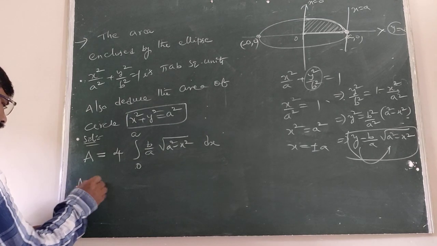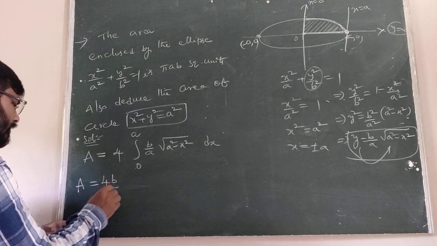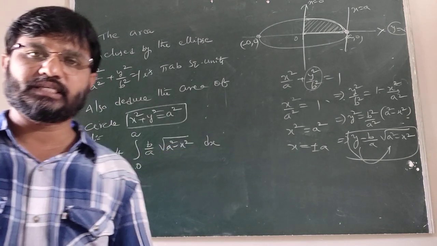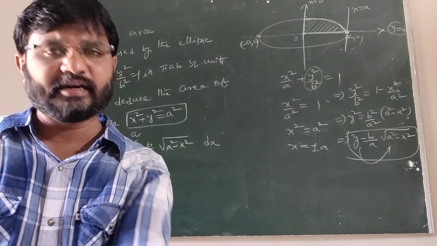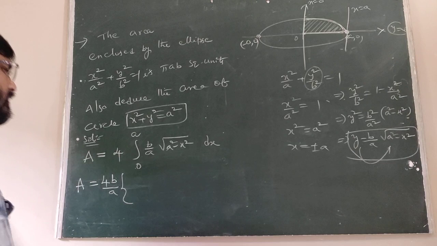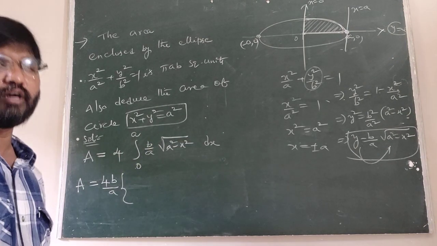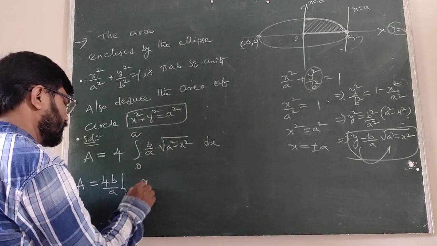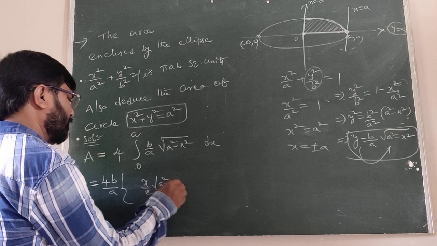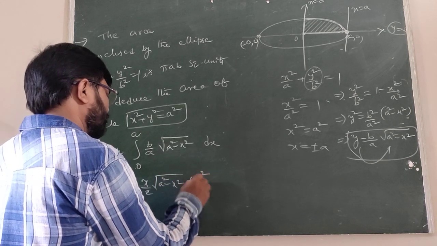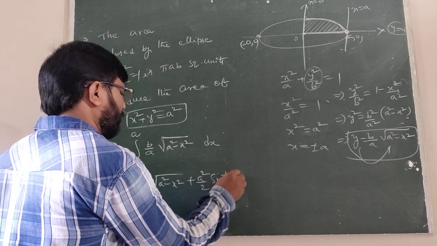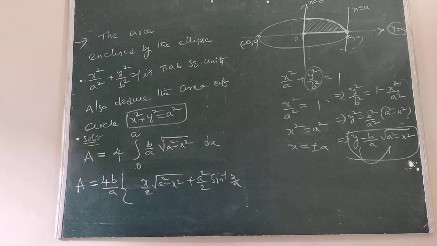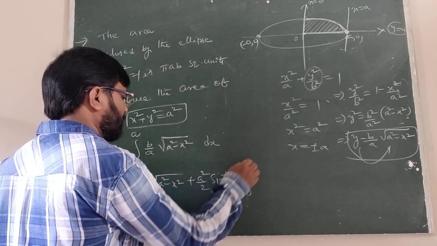Now we can write this area equals 4 into b by a times the integral of root of a square minus x square. How to write this one? We know the standard indefinite integrals. This is the sixth one. The integral of root of a square minus x square is x by 2 root of a square minus x square plus a square by 2 sine inverse of x by a. Is it clear? What are the limits?